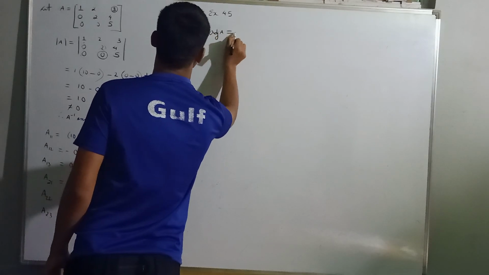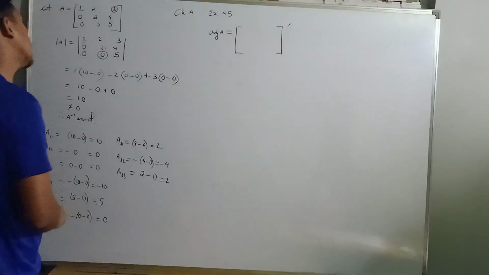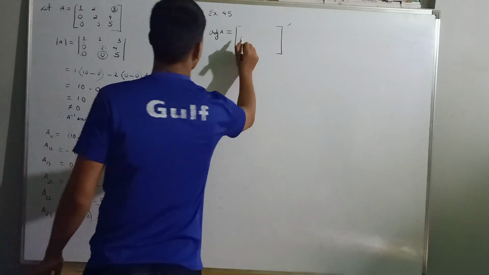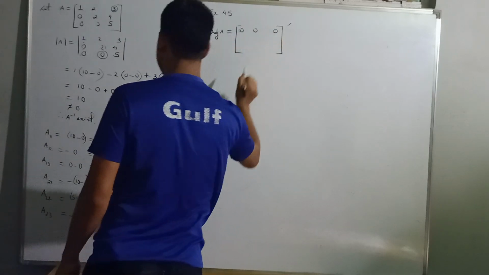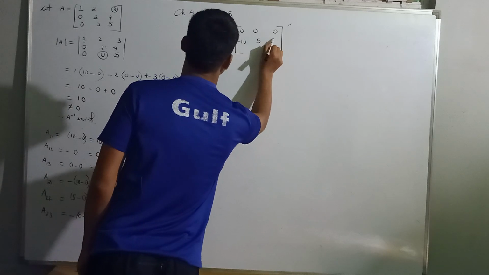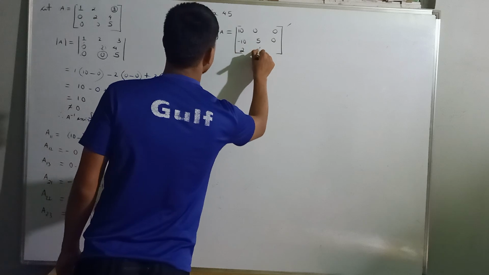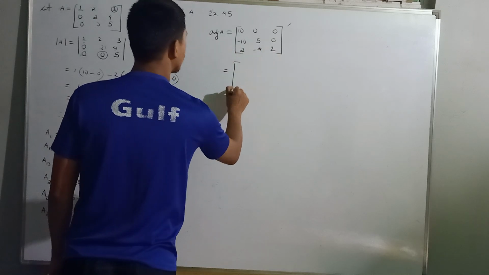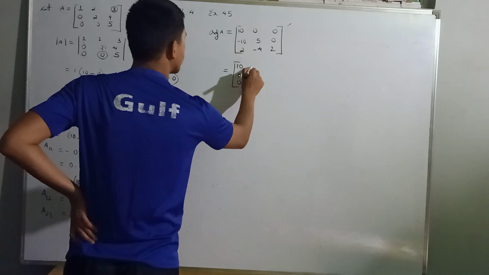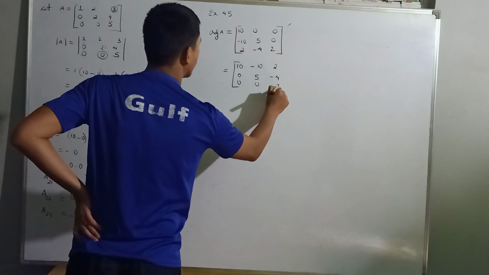Therefore, adjoint of A means transpose of the cofactors of the elements of this matrix. So 10 0 0, minus 10 5 0, 2 minus 4 2. So now we take the transpose: the first row will become the first column, the second row the second column, third row the third column.